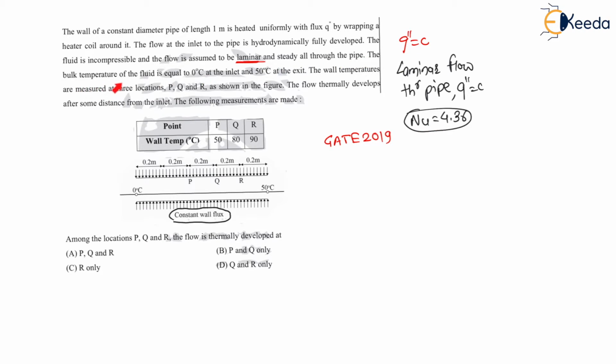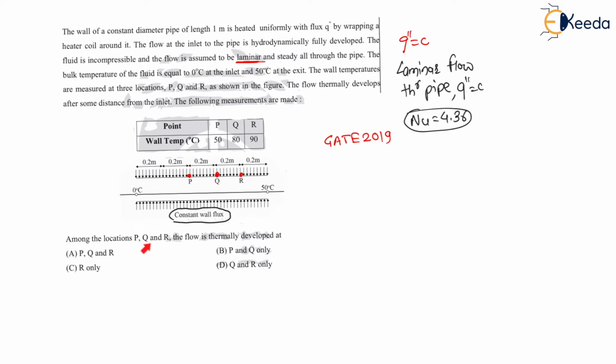Then the bulk temperature of the fluid is 0 degrees Celsius at the inlet and 50 degrees Celsius at the exit. It is mentioned in the question. The wall temperatures are measured at 3 locations P, Q, R as shown in the figure. Here P, Q, R are wall temperatures. Therefore, P is here, Q is here, and R is here. That is the wall temperature, right? The flow thermally develops after some distance from the inlet. The following measures are made: temperature at P, temperature at Q, and temperature at R. This is the wall temperature, right?